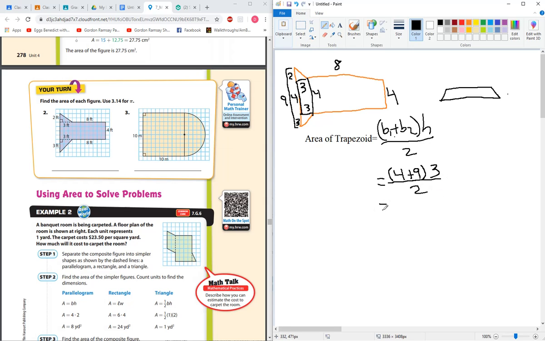So if we work that out, that's 4 plus 9, that's what? 13. Because of PEMDAS, we do parentheses first. Times 3 all over 2. So then 13 times 3, I believe, is 39, divided by 2.